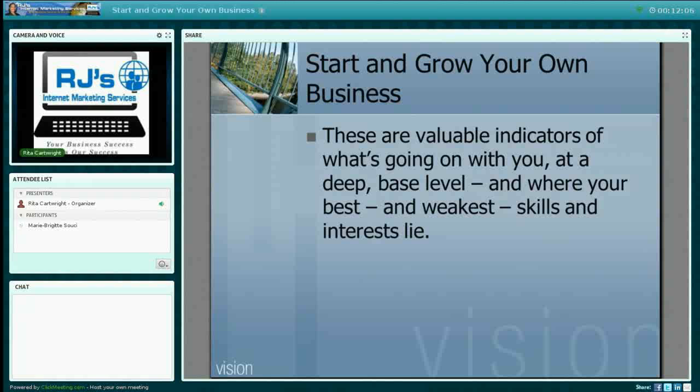These are valuable indicators of what's going on with you. The tasks that make the hours fly by, or the tasks that will make you procrastinate. These are valuable indicators of what's going on with you at a deep base level and where your best and weakest skills and interests lie.